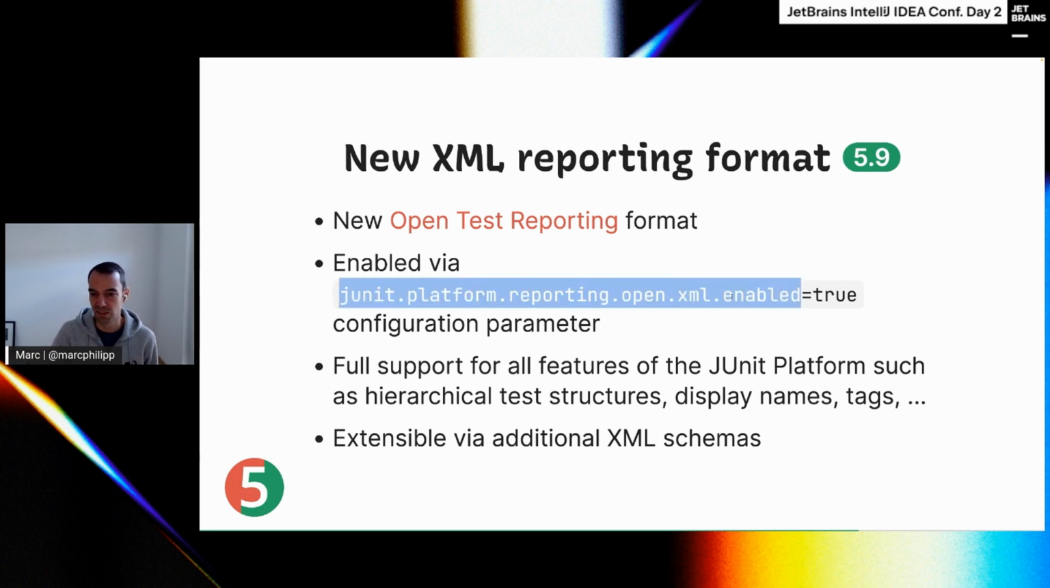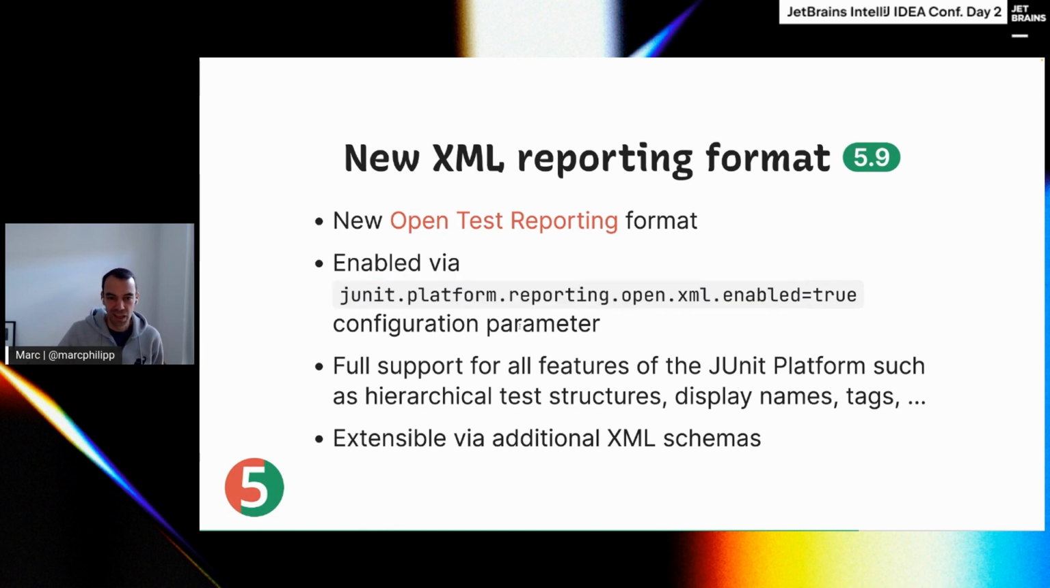All you have to do is basically set this system property on your test JVM to true, or specify it by some other means as a configuration parameter. And the idea of the new format is that it has full support for all JUnit platform features, such as hierarchical test structures, display names, tags, and all that metadata that is really helpful when you want to reason about test results. And it also should be extensible. So we want to really have this format. It can be extended via additional XML schemas, and it allows you to be precise about what things mean in those schema specifications.